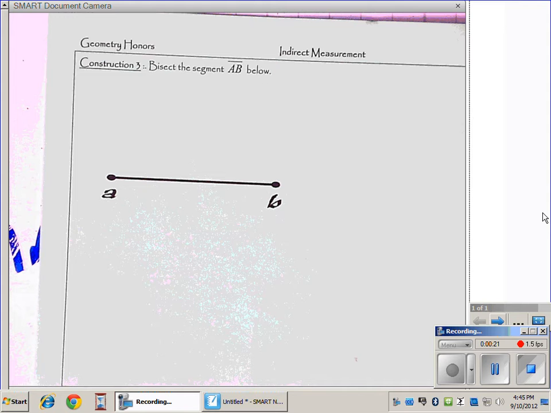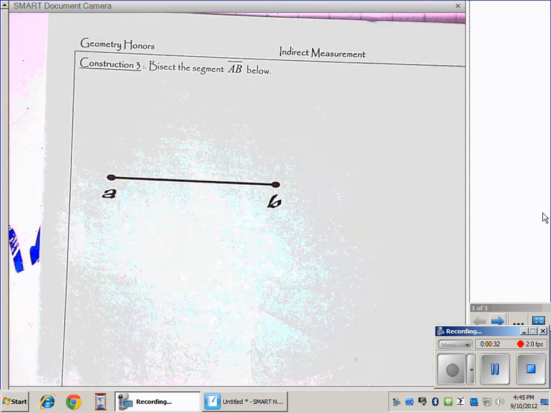So if for any reason you did not watch that or are unsure how to do those two things, copying a segment or copying an angle, make sure you go back and maybe rewatch that video, or come in and make sure you're asking questions, because you need those skills for what you're about to see right here. So let's jump into it.